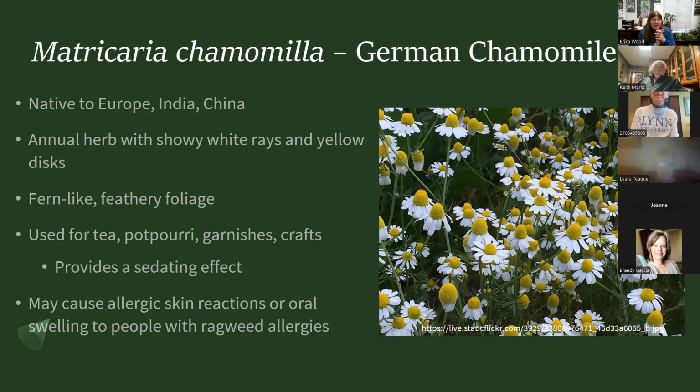Now you can use chamomile for other options as well. You can use it in potpourri and as a craft too. Now, something I will mention, and unfortunately this is becoming more common, is there are people that are actually allergic to members of the Asteraceae family, which is just very unfortunate. I mean, it's horrible to have any kind of allergy, but especially for the Asteraceae family, for how beautiful these plants are and how much we use them in our gardens. It can definitely be a problem.